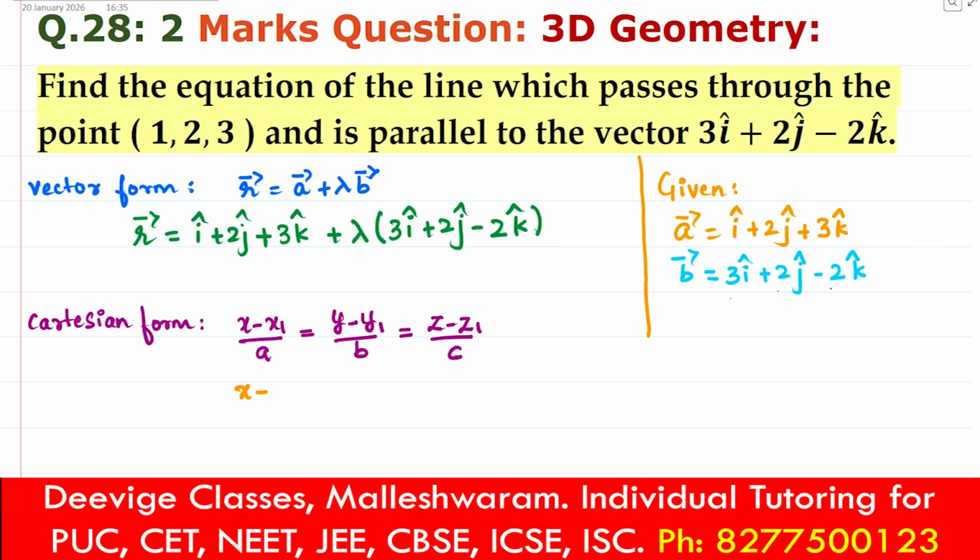x minus, what is the value of x1? Here the x1 value is what? 1. So x1 value is 1 divided by, and a is nothing but 3, is equal to y minus y1 is 2, divided by 2, is equal to z minus z1 is 3 divided by c is minus 2, and this is the Cartesian form of the equation.